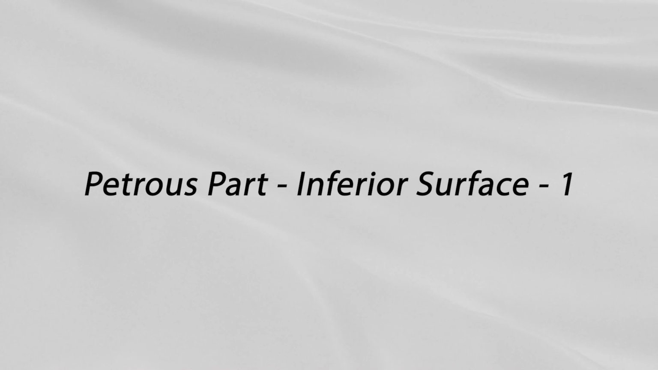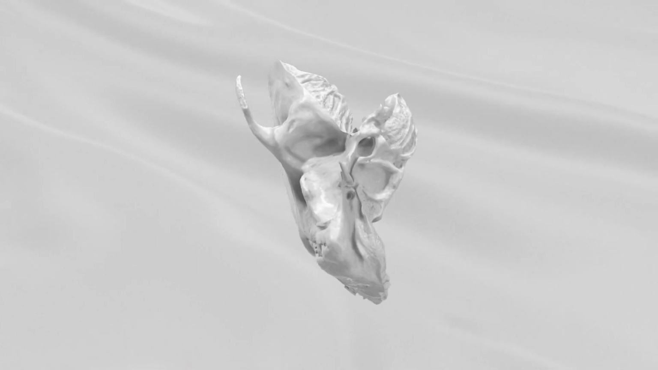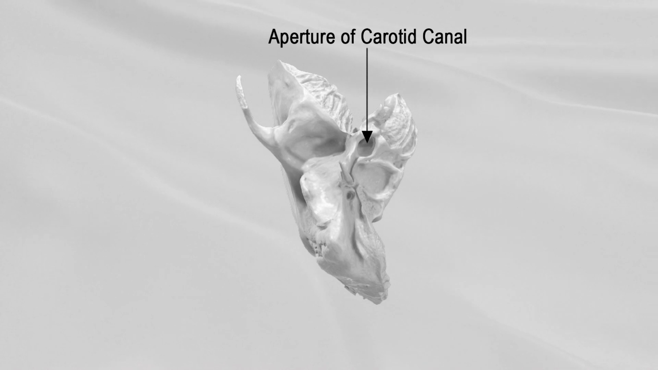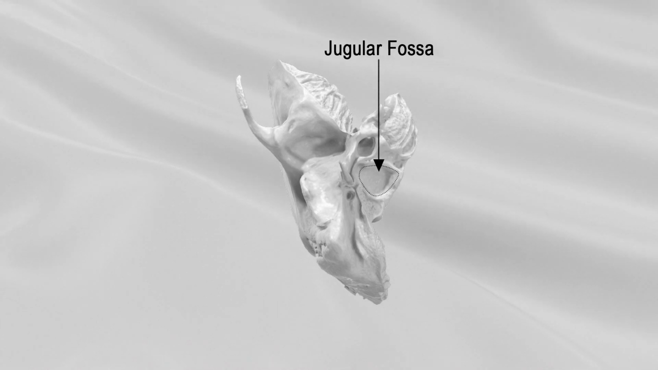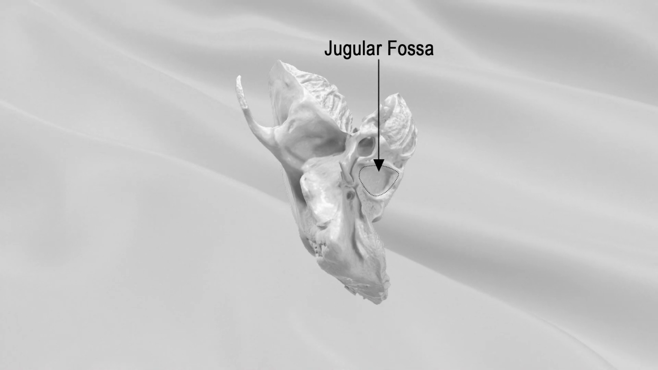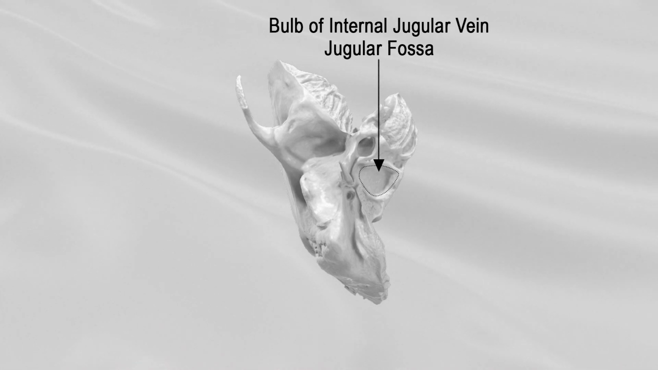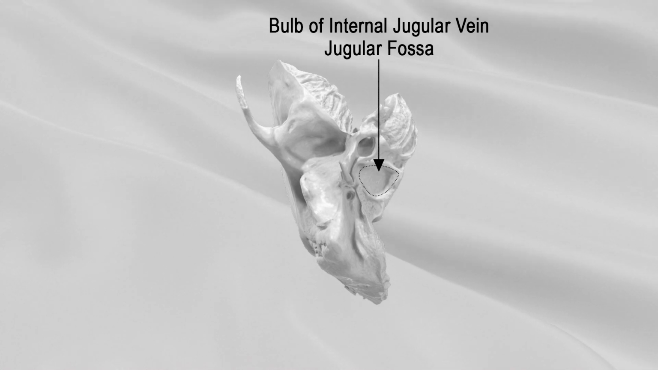Petrous part, inferior surface, part 1. Behind the apex, on the inferior surface, there is the large circular aperture of the carotid canal, which transmits the internal carotid artery into the cranium. The jugular fossa is a depression of variable depth and size behind the aperture of the carotid canal. It lodges the bulb of the internal jugular vein and forms the anterior wall of the jugular foramen.